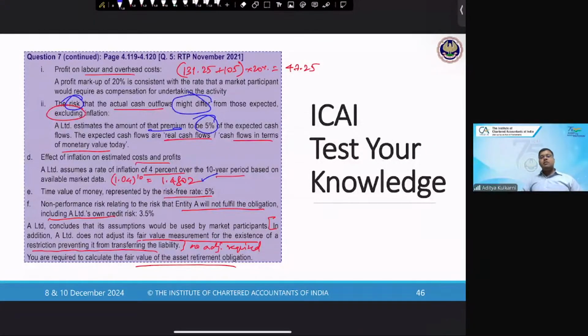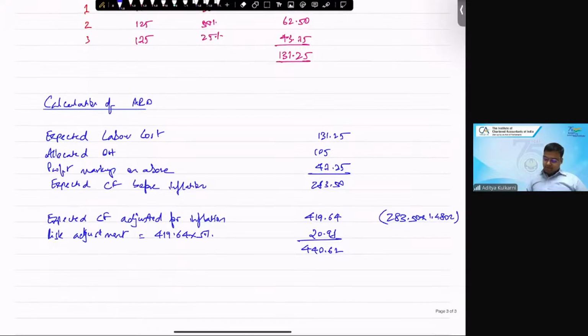And finally, we have to discount it to the present value. You will take risk-free rate of 5% plus credit rating related risk of 3.5%. Discount rate is equal to 5% plus 3.5%, risk-free plus risk rating. So that comes to 8.5%.